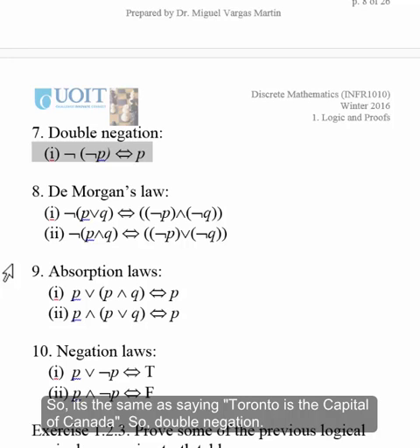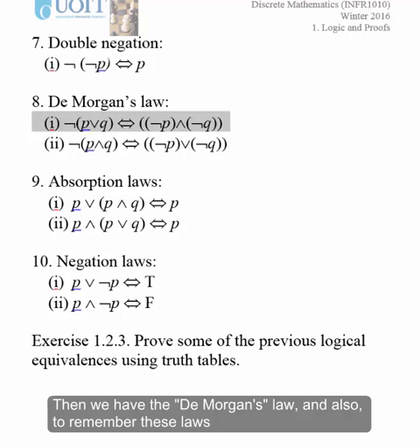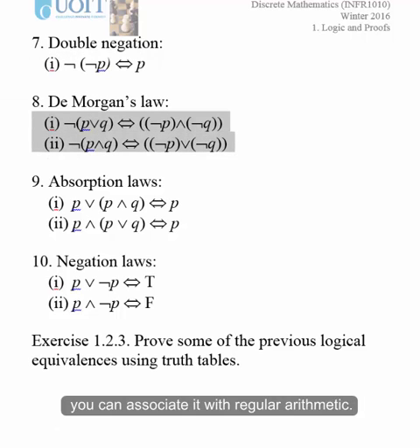So a double negation. Then we have the De Morgan laws, and also to remember these laws, you can associate it with regular arithmetic.